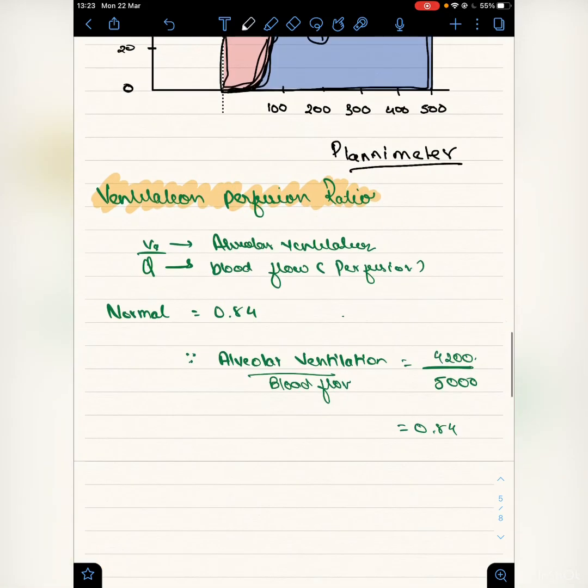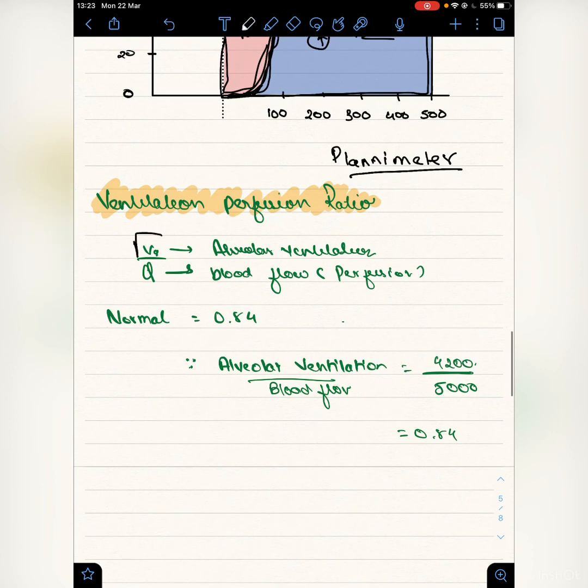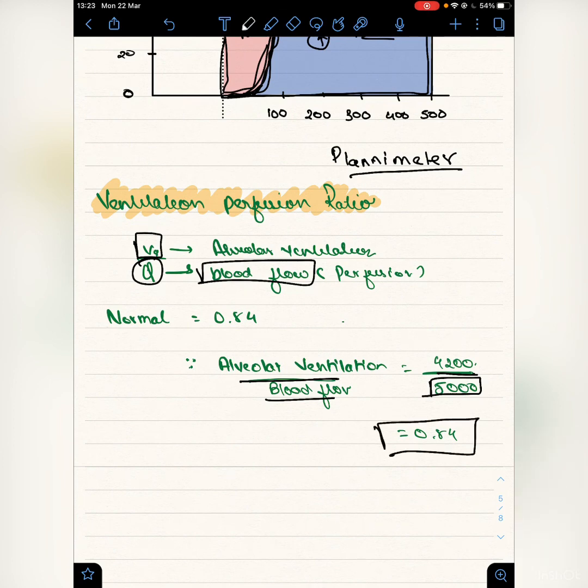Then comes the ventilation perfusion ratio. The ventilation perfusion ratio is alveolar ventilation, which is considered as VA, and blood flow or perfusion, which is considered as Q. So alveolar ventilation divided by blood flow, which is 4200 by 5000, the amount of blood passing through there per minute, gives us 0.84. It is very important to know that, because if there is any underlying disease, we can get an idea from that.